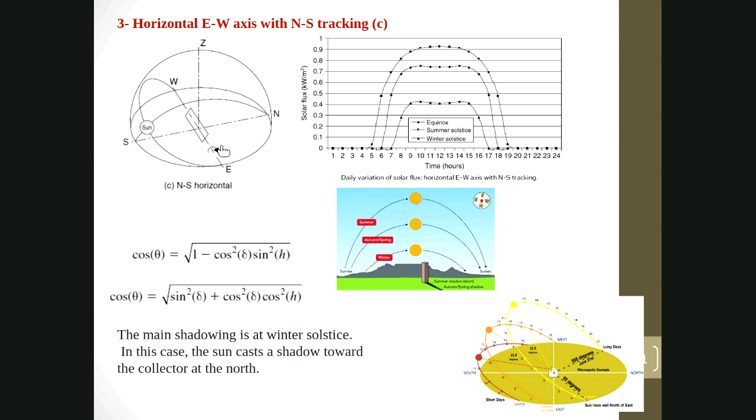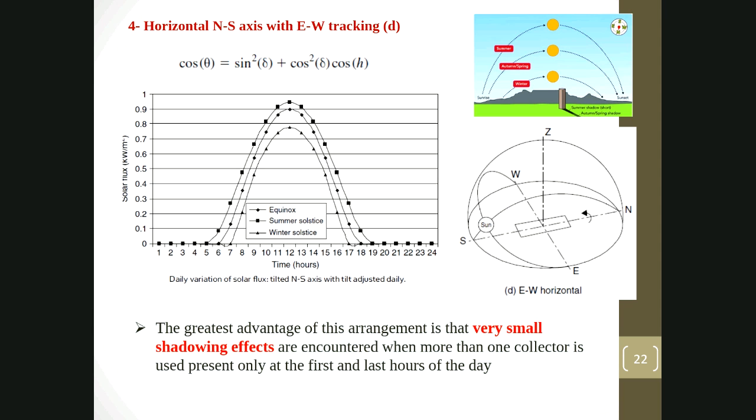The other one is changing the tilted angle if it's not horizontal. Is it clear? I think this one, the horizontal north-south with east-west tracking, changes the azimuth, because the one before it changes the tilt angle. This one is horizontal, so I don't have a tilted angle here. But if it's tilted, it will be like this, and this is beta.